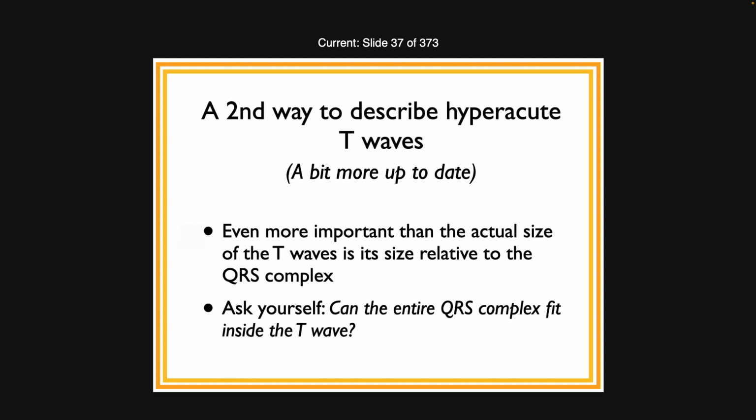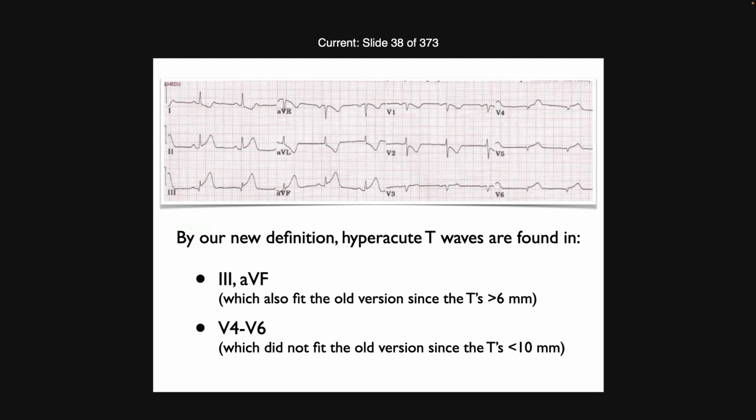So what am I talking about here? By our new definition, or our additional definition, we're not forgetting the old one, that still counts. We're adding another way to look at T waves. We have hyperacutes in 3 and AVF, and actually those fit the old definition too.